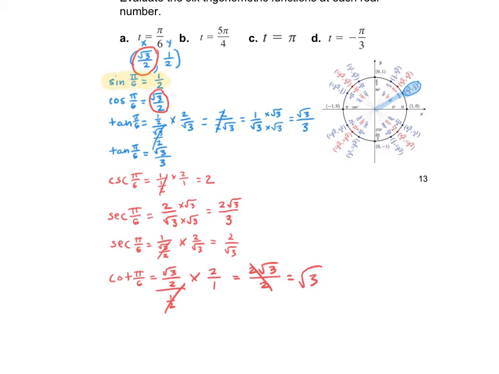Scarlett, why couldn't you just flip your answer from the tangent one? We could have, because we saw that before we rationalized our tangent, we had this 1 over square root 3, and we could just flip it. So we definitely could have done that.